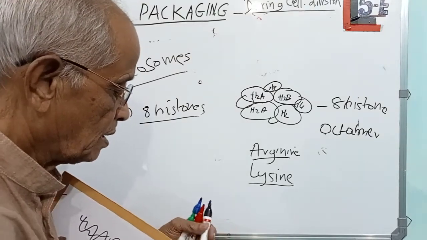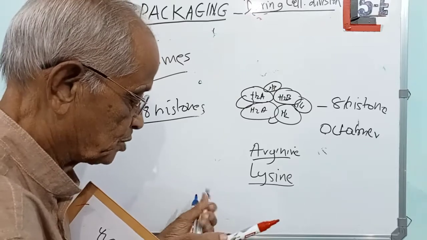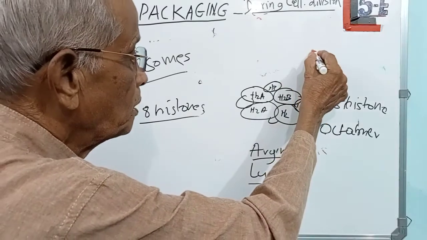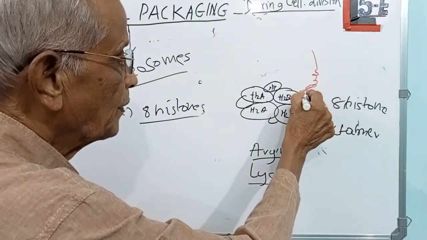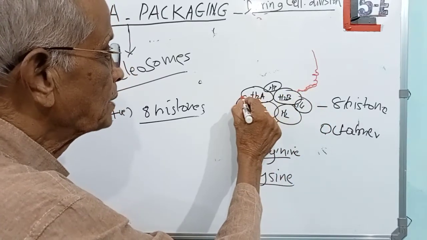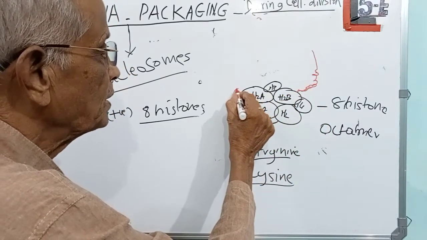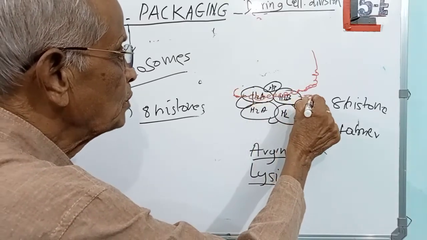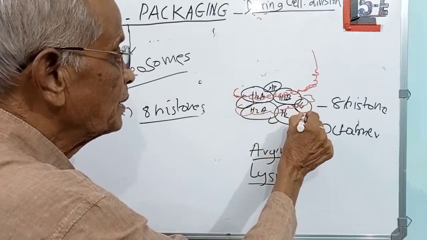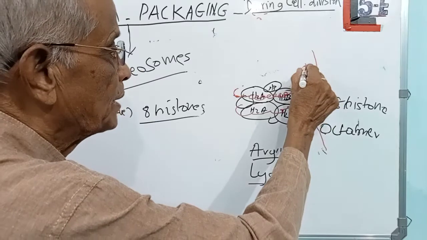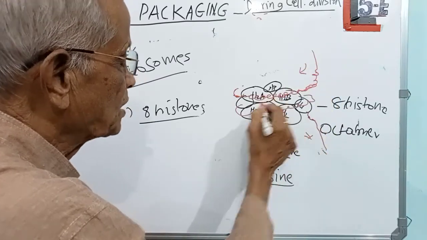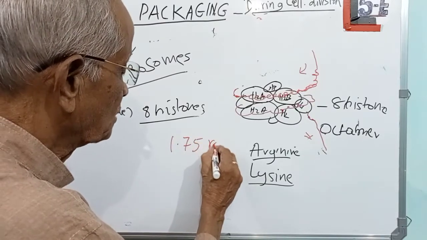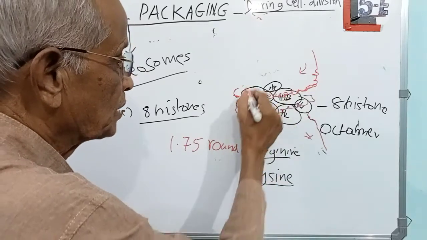And now the DNA molecule will come and bind itself on this one. They will bind on that one, and then form one more round. The DNA enters here and the DNA comes out, and it makes approximately 1.75 rounds around that one.